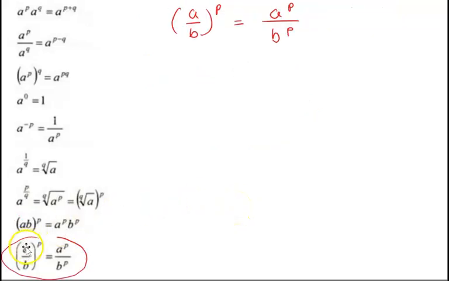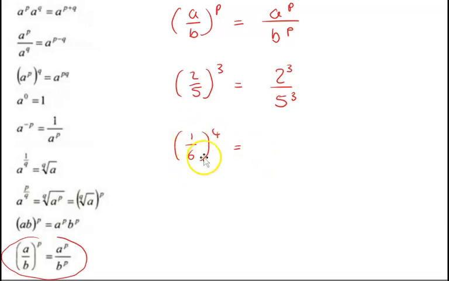And then the last rule is a over b to the power of p is equal to a to the power of p divided by b to the power of p. So let's say we have 2 over 5 to the power of 3. Well, we can stick the power onto the numerator and the denominator. So we get 2 to the power of 3 over 5 to the power of 3.